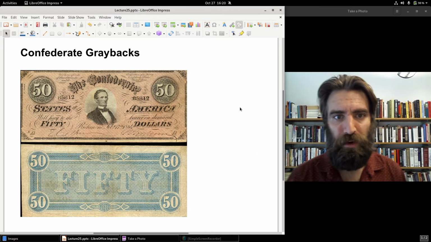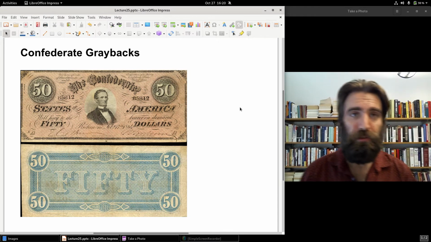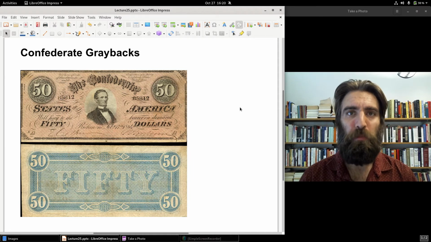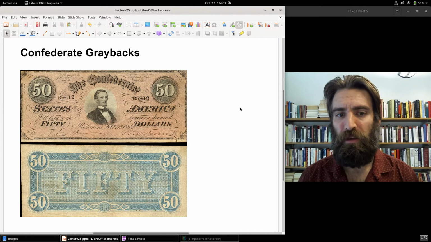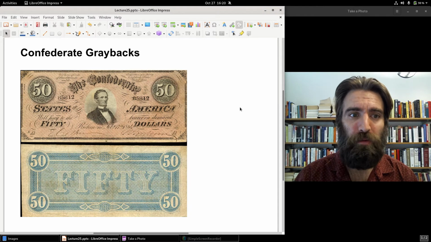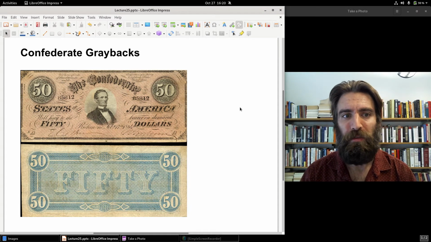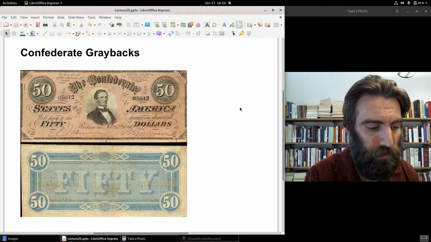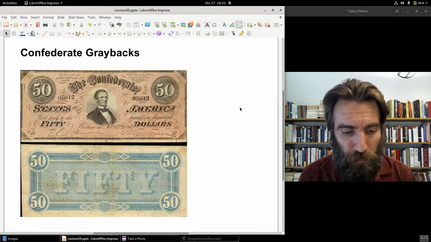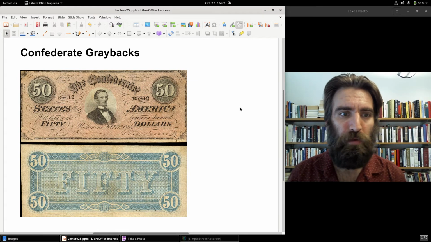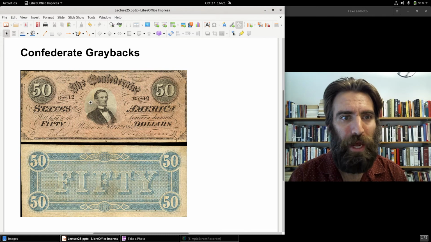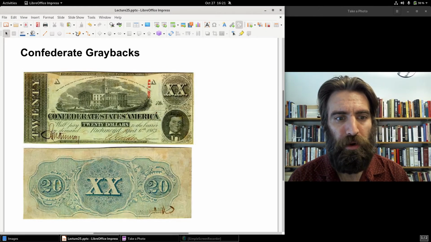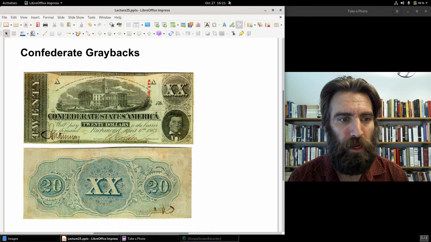What about the Confederacy? Well, the Confederacy also floats a bond sale, but that one doesn't work as well. There's not as much specie, not as much coin in the South as in the North. The North is richer. The North has more money. The North has more banks. The South has some, but not enough to sustain a war effort. And so the Confederacy has to rely even more on paper currency than the North, and they print graybacks. Here's a $50 grayback, a $20 with Roman numerals on the back.